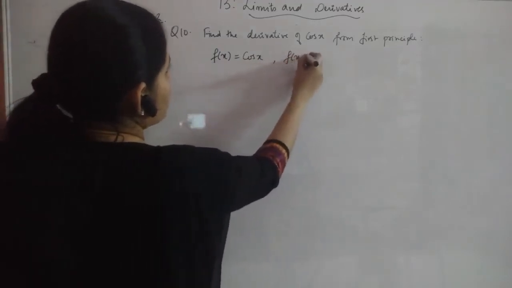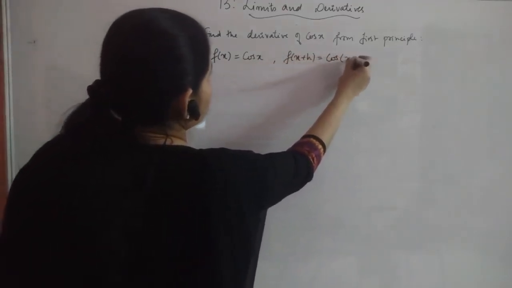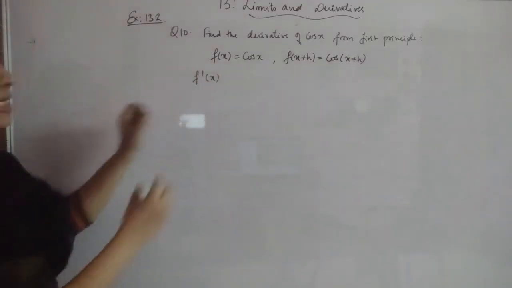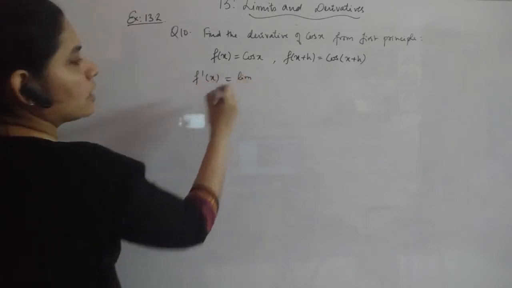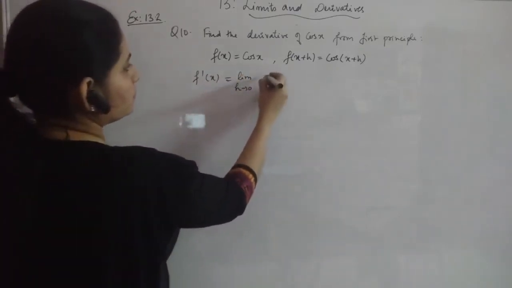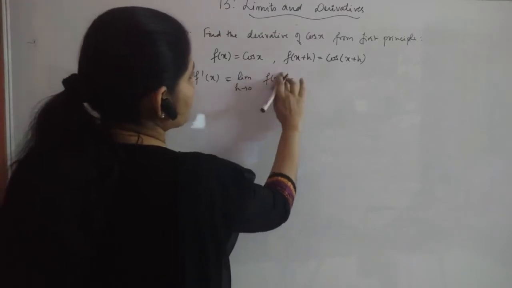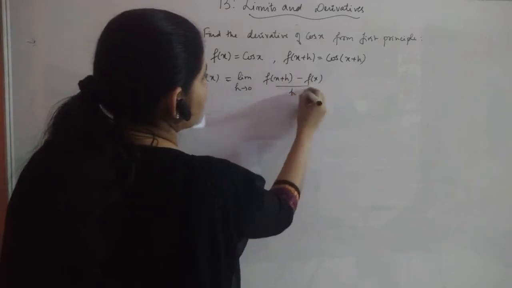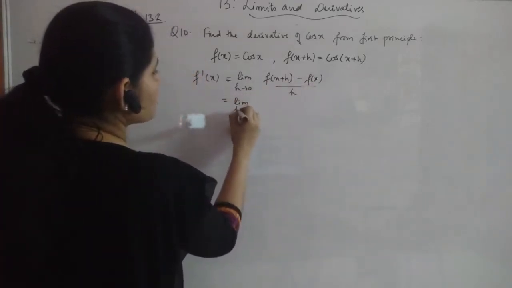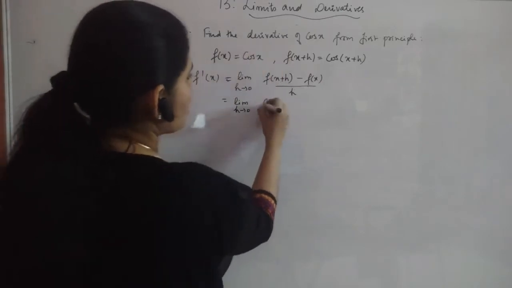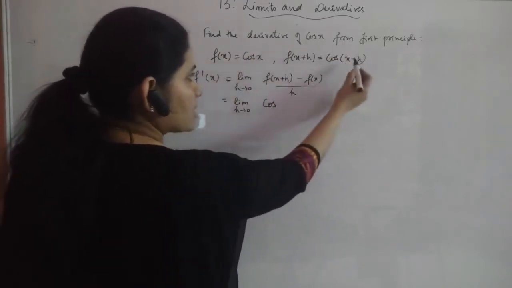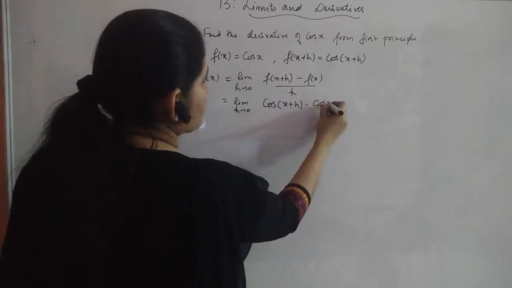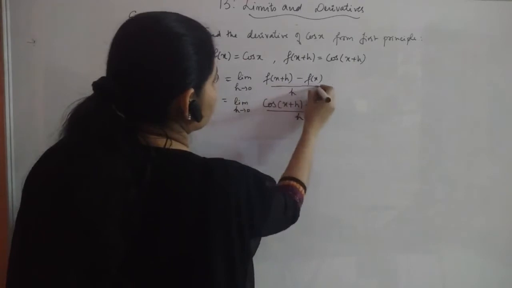What will be f of x plus h then? Cos of x plus h. So in order to find f dash of x, that is the derivative of cos x, what is the definition? Limit h tends to 0, f of x plus h minus f of x divided by h. Replacing the values, f of x plus h is cos of, wherever you have x, you have to replace it with x plus h. So it is cos of x plus h minus cos x divided by h.